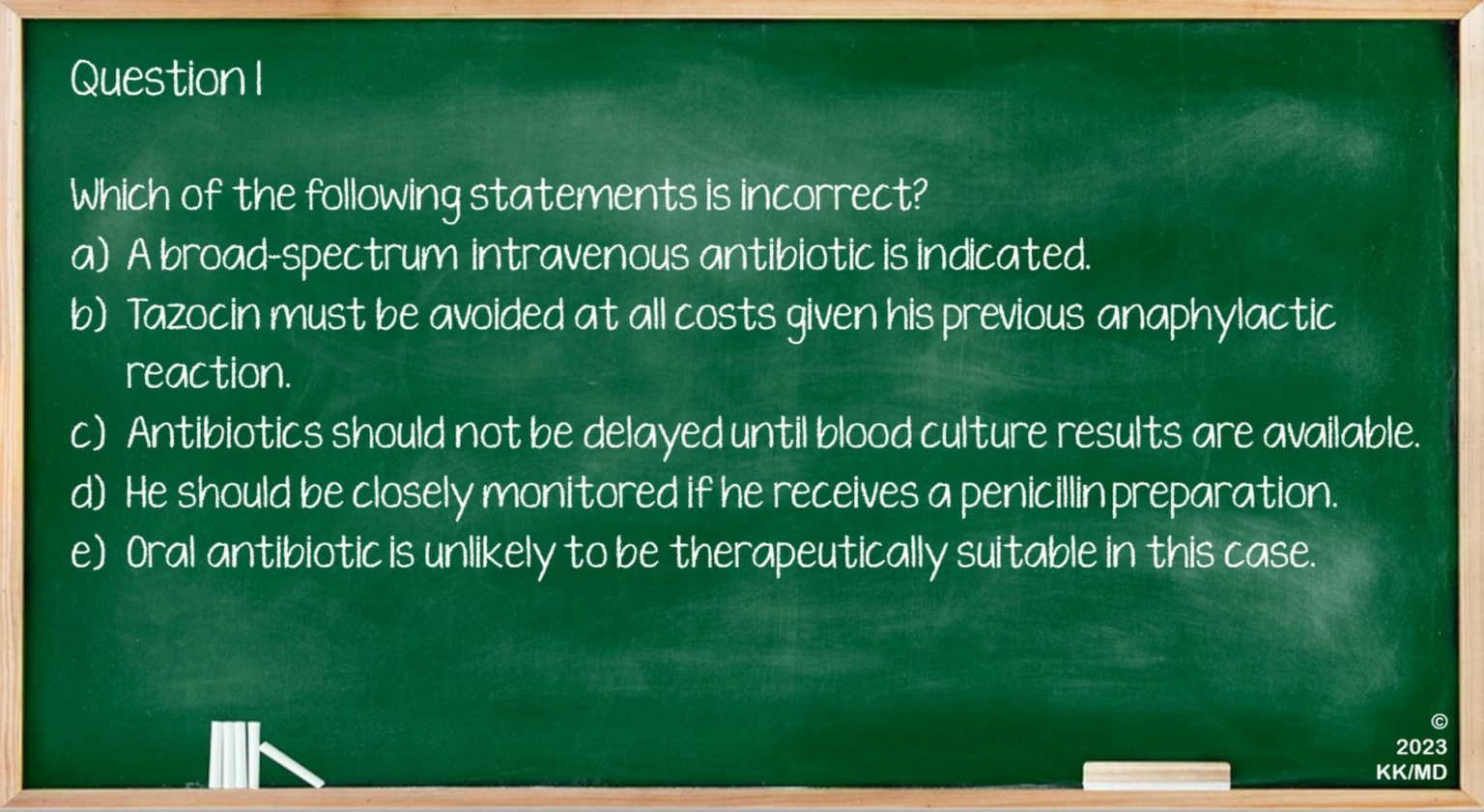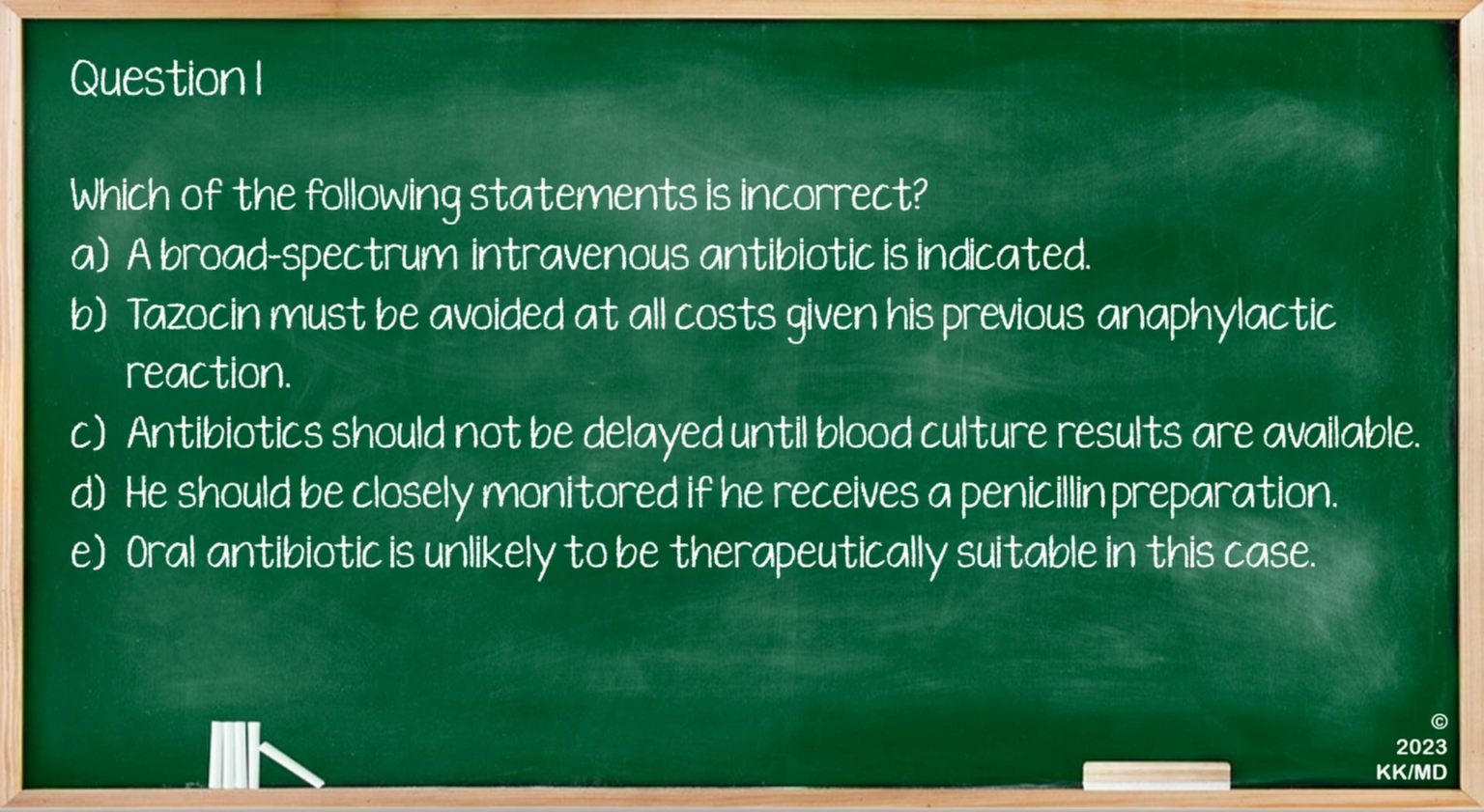So this is a case of neutropenic sepsis on a background of lymphoma and chemotherapy. So we already know that he's quite unwell and will require broad-spectrum antibiotics at the very least. So we are looking for the incorrect statement. The first answer, therefore, is correct. A broad-spectrum intravenous antibiotic is indicated.